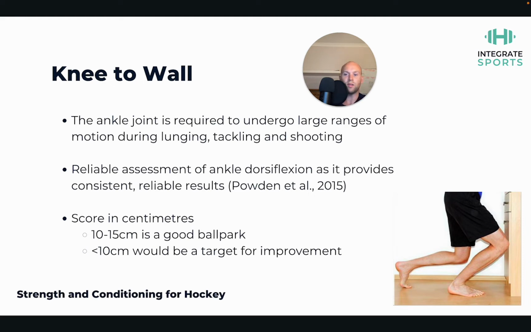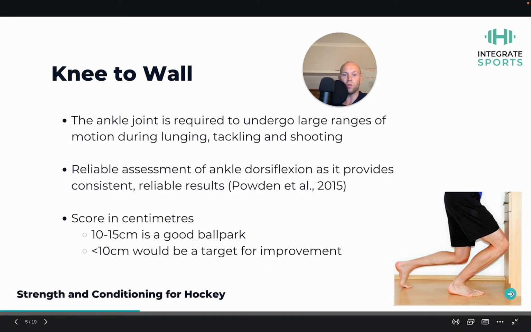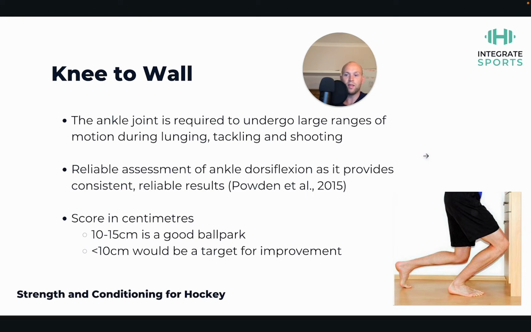Scores are in centimetres. Sometimes it can be done in degrees, but for simplicity we can do it in centimetres, and the score is taken from the edge here of the wall that you're actually using out to the front of the toe here. And 10 to 15 centimetres from the wall to the front toe would be a good ballpark, and less than 10 would obviously be a sort of target for improvement there. Obviously, we can also look at asymmetry, so if one side is particularly good and one side is particularly bad, then there could be compensation happening up the chain, so that's another important one.